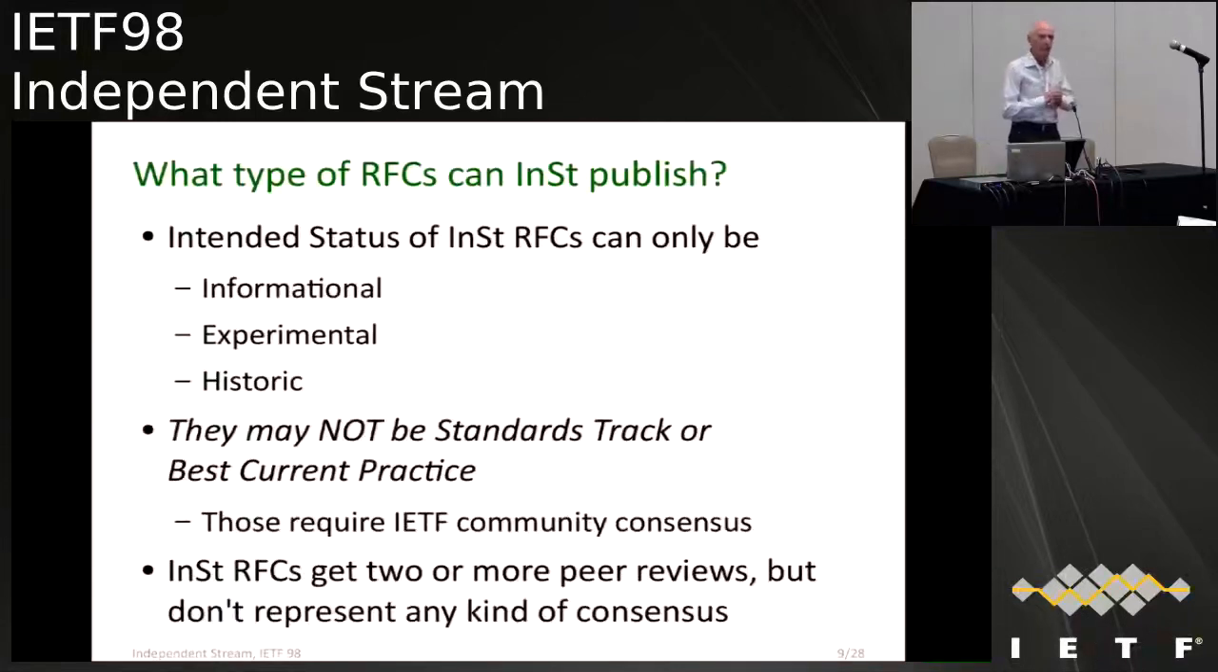So the next question: okay, we know what the independent stream is supposed to be all about now. What sort of RFCs can it publish? Well, 4846 is pretty definite about that. The stream can publish informational, experimental, or historic documents. It may certainly not publish anything that looks like a standards track document, because standards track documents require an IETF community consensus. The IETF is a consensus-driven organisation, so its standards documents reflect that kind of consensus.